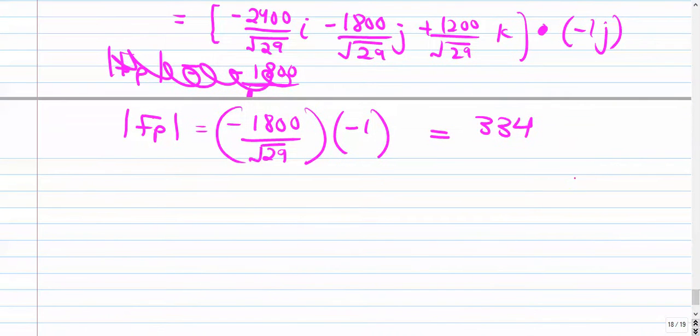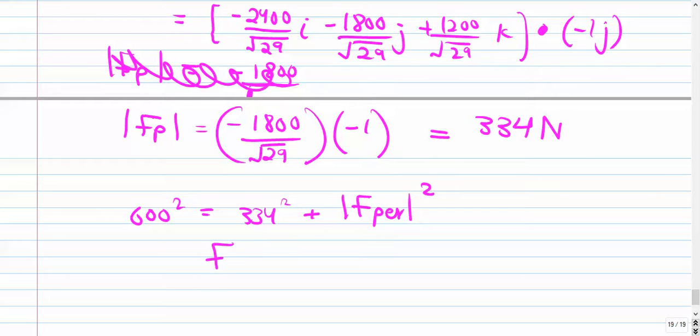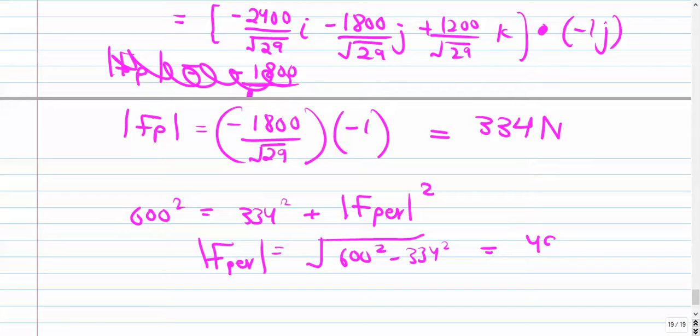Okay? Now that we have the magnitude of the parallel component, we can use the Pythagorean theorem to find the magnitude of the perpendicular component. Plus F perpendicular, the magnitude of the perpendicular component. And once we isolate this and solve for it, we get 498.3 newtons.